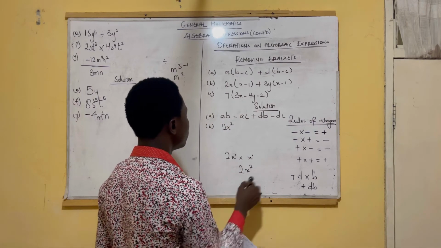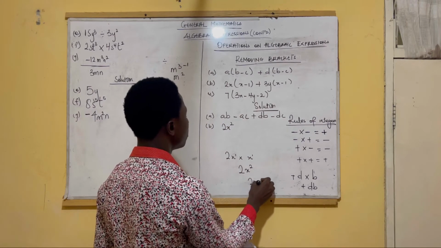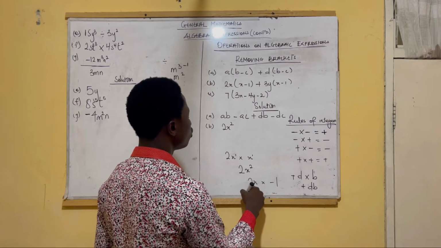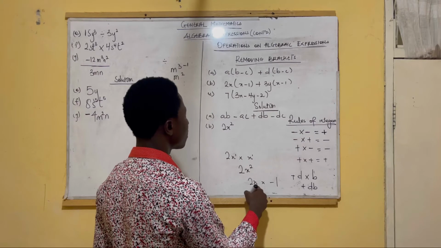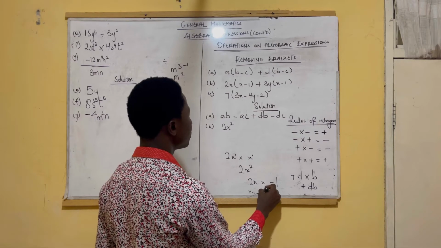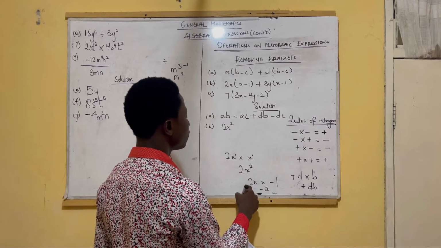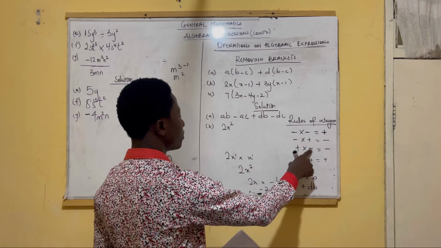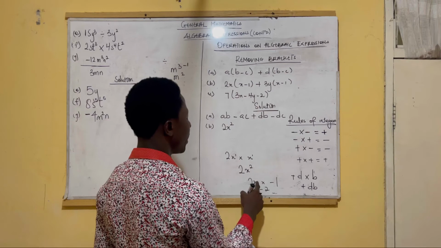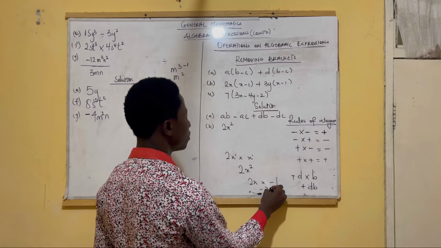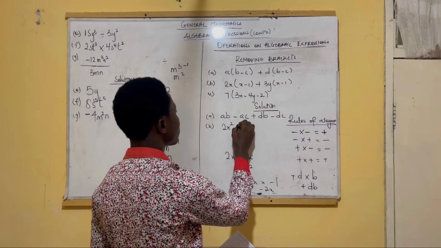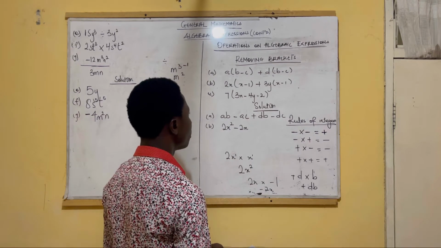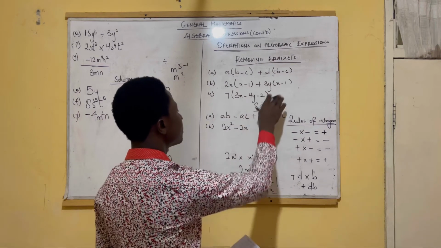And then you have 2x multiplying minus 1. Alright. The numbers will multiply themselves. 2 times negative 1 is going to be negative 2. Of course, positive times negative. Alright. So it's negative. And then x doesn't have any match. So you just write it down. So minus 2x. And then you go to the next section of it.